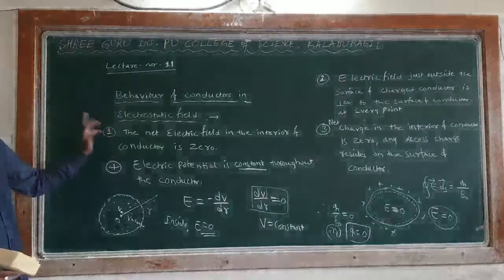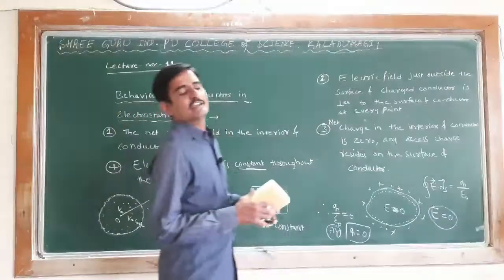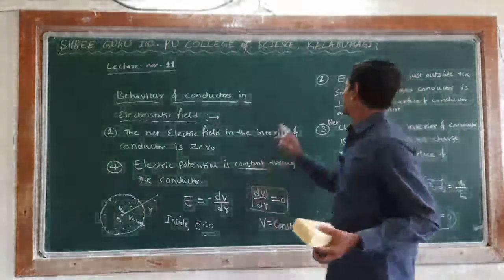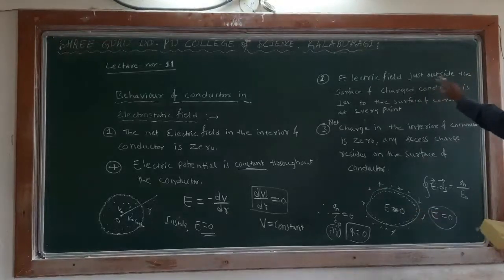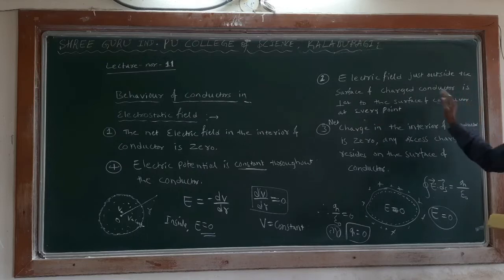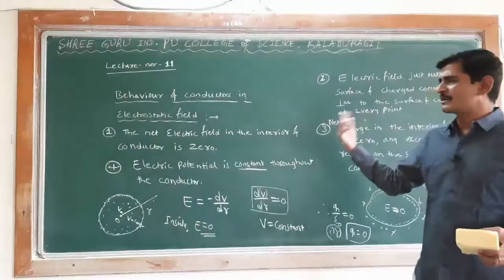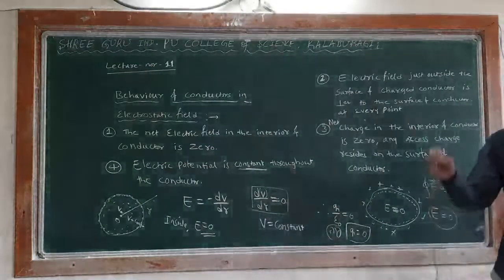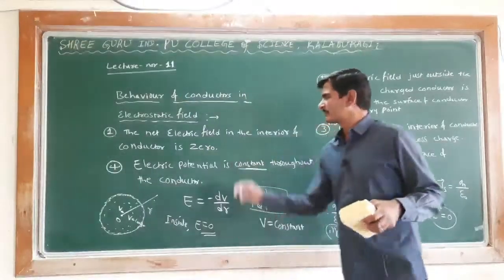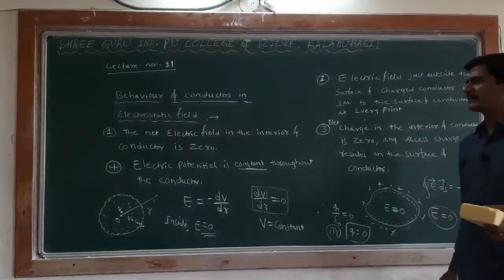First point, the net electric field in the interior of the conductor is 0. That means inside the conductor, the electric field is always 0. Next point, the electric field just outside the surface of a charged conductor is perpendicular to the surface of the conductor at every point. We have studied these points indirectly while studying the properties of electric lines of forces.